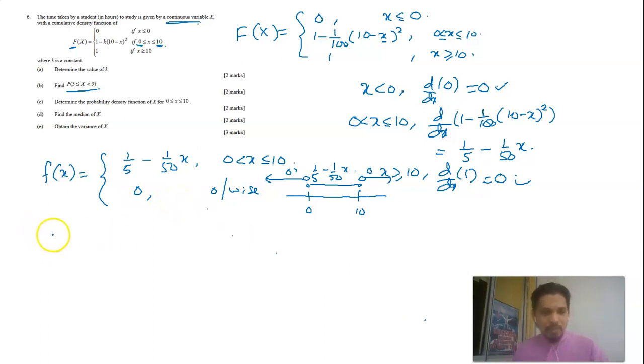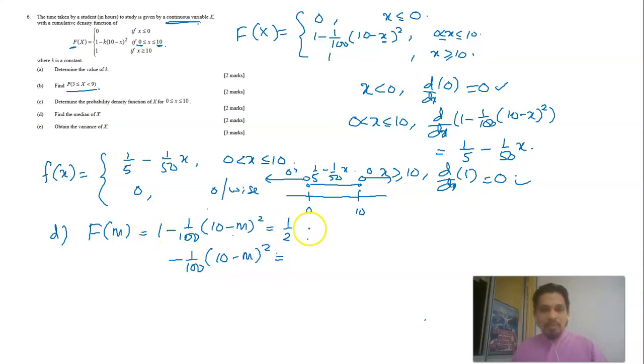Okay. And then for the next question, find the median of x. Median, okay, use the cumulative function here. F(m), which is 1 minus 1 over 100, 10 minus m squared, equal to 1 over 2. Okay, so from here now, bring this 1 to the other side: negative 1 over 100, 10 minus m squared equal to 1 half minus 1, equal to negative 1 over 2. Multiply negative left and right, it gives you 1 over 100, 10 minus m squared equal to 1 over 2. And then multiply 100 left and right, so we get 10 minus m squared equal to 50.